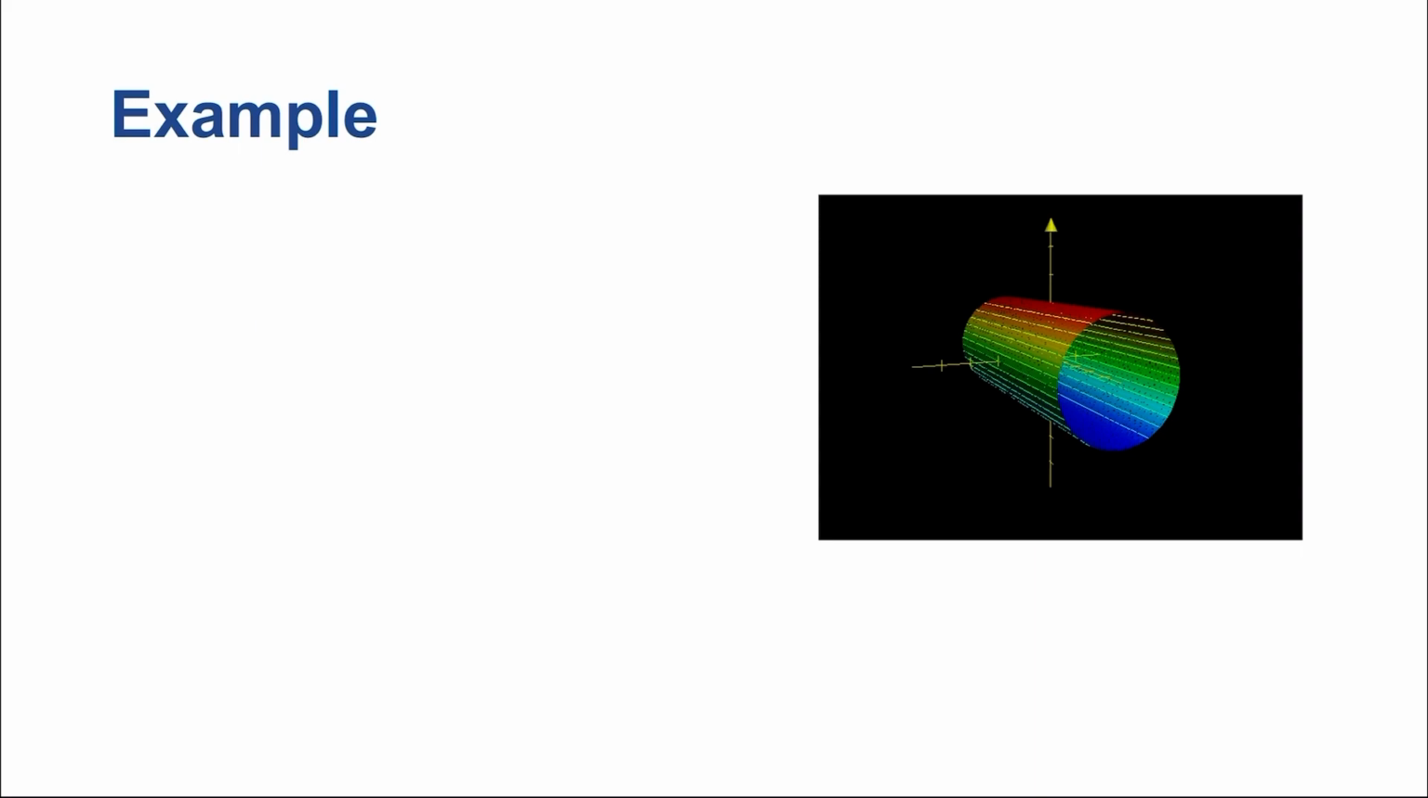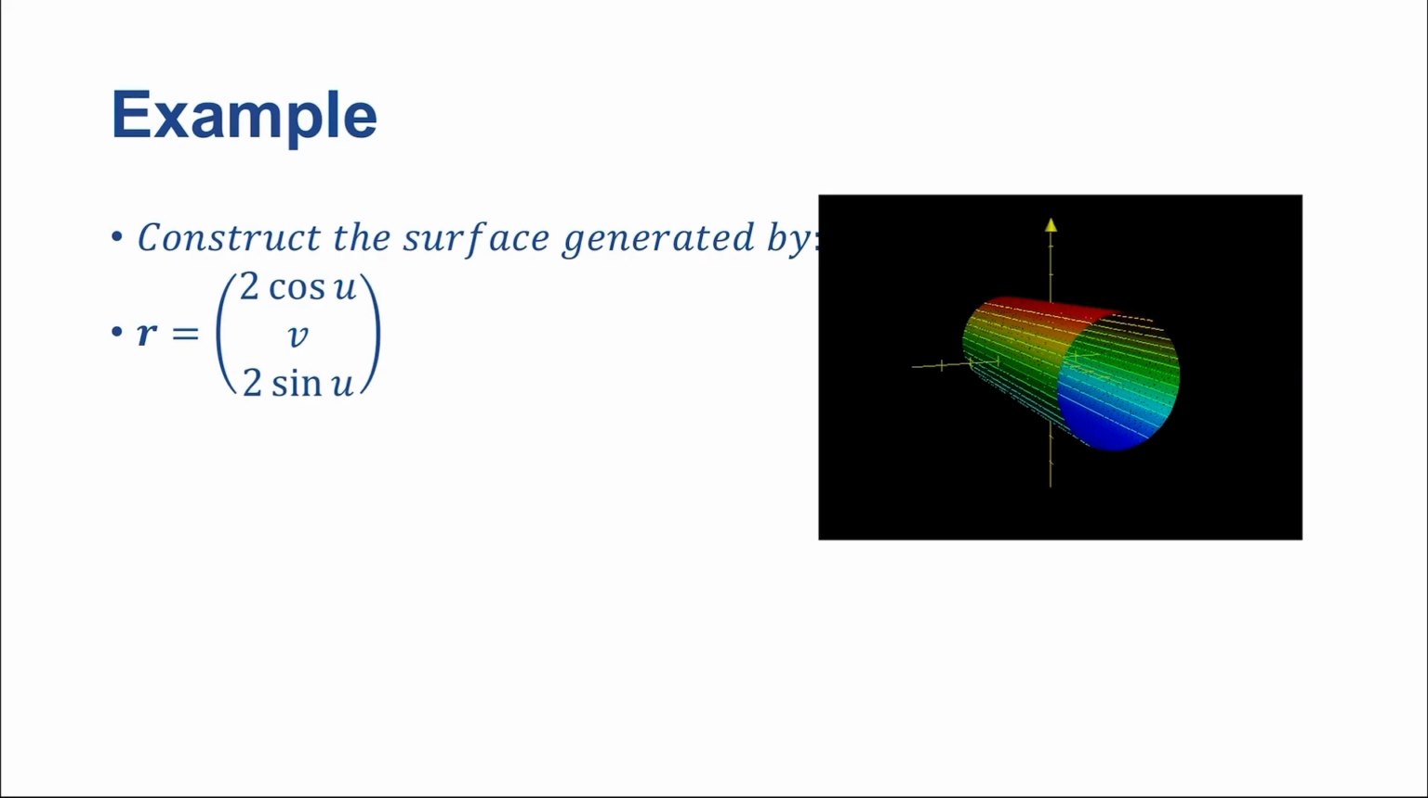Let's talk about an example first. Don't mind the photo just yet, but I would like us to construct a surface generated by the following. The vector function r is given by 2 cosine u, v, and 2 sine of u. Now, what this really is, is a set of parametric equations that we need to deal with.